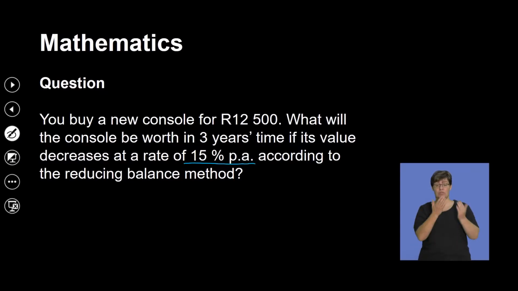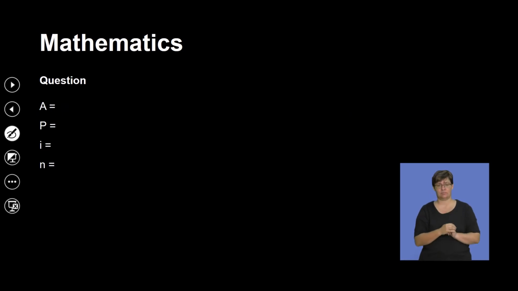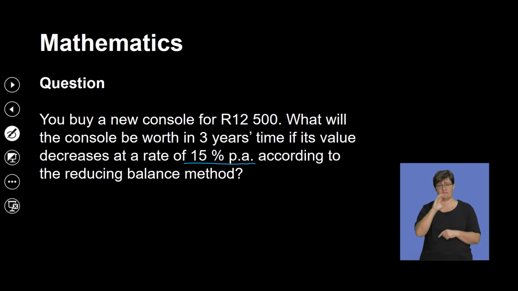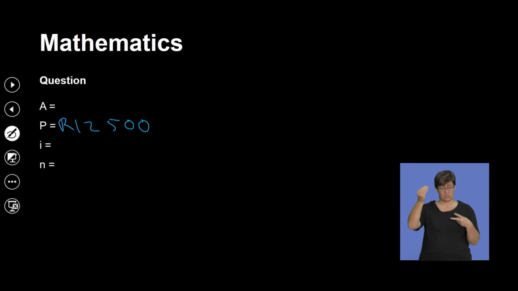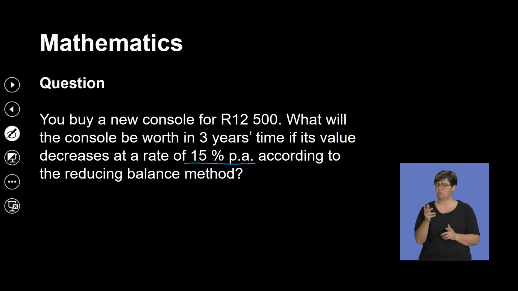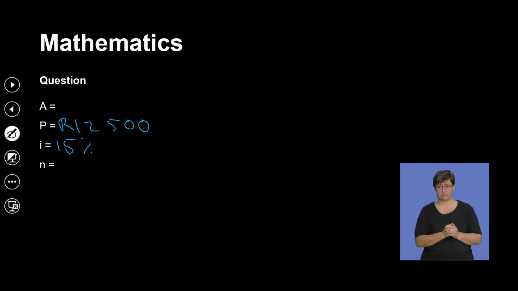Now, on a reducing balance method, remember that we are looking at compound growth, but with a minus. Now, we just need to write down all the values that we know. We know that the principal amount is 12,500. Our interest, let me just go back, it's 15%. So this is 15% per annum. And then our n is 3 years. So this is 3 years. And we are looking for the A value.